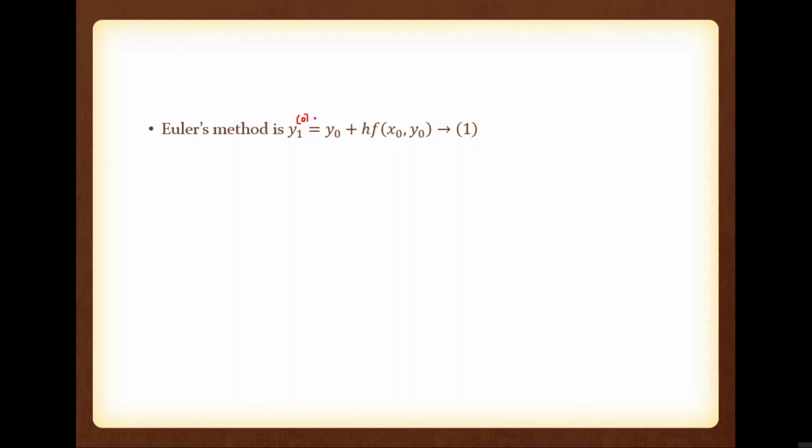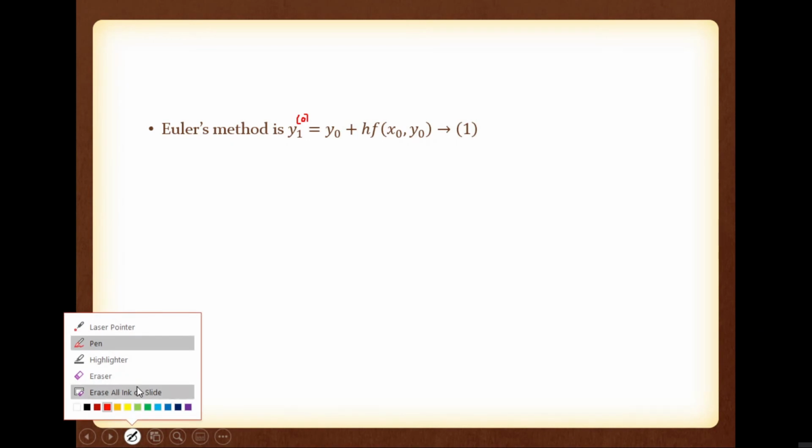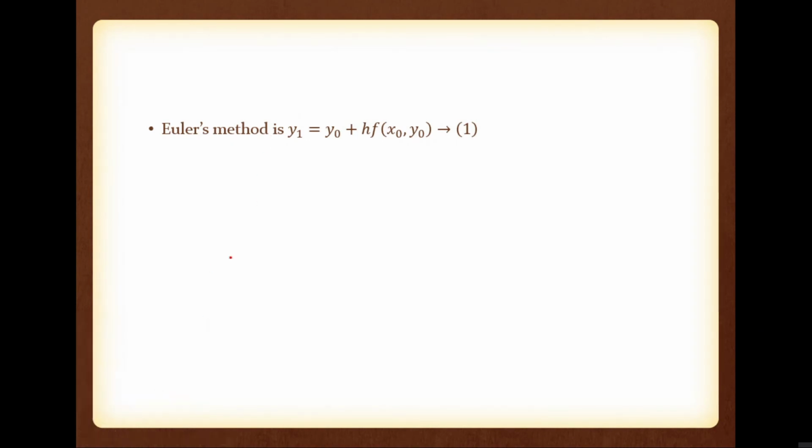Once we modify y1, we can write it as y1 in bracket 1, y1 of 1, after the first modification. So here the y1 value is not modified, that is why it is 0. So please note, after Euler's method we have y1, then take that y1 as y1 of 0.